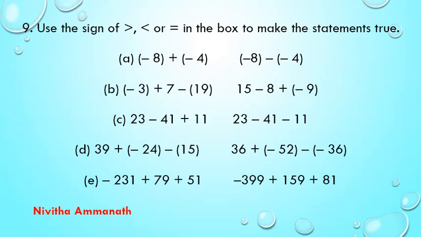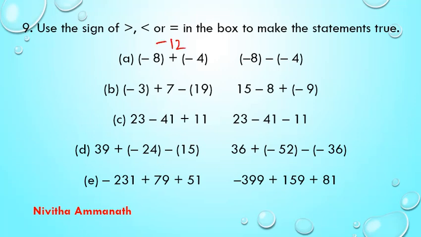Use the sign of greater than, less than or equal to in the box to make the statement true. So we have to look at what it is. Minus 8 plus minus 4. These are two negative integers. So you have to add them and put the sign of negative. So 8 plus 4 is 12. Here it is minus 12.